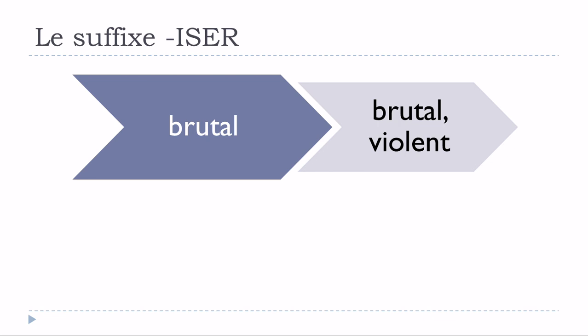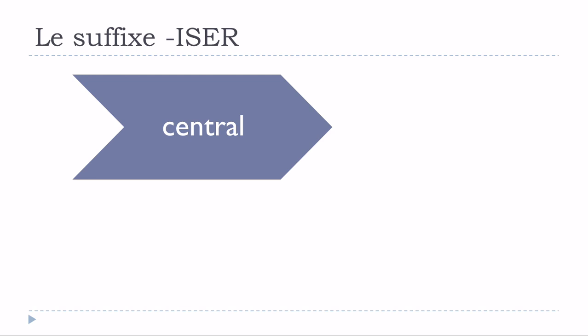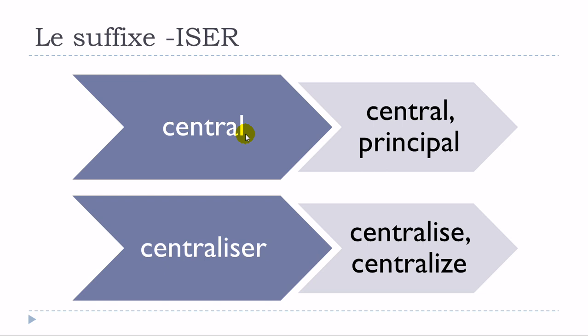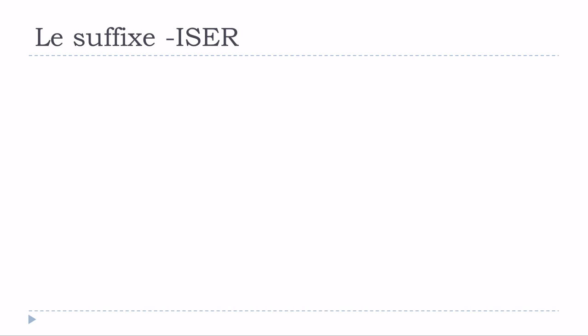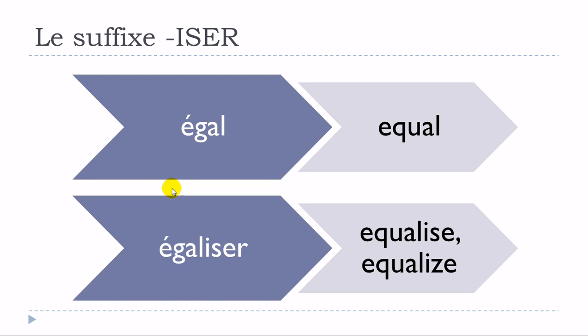Brutal, and then we will get brutaliser. Brutal, and then you just add ISER at the end, and you'll get brutaliser. Central, centraliser, exactly the same way: central, and then the verb, centraliser. Égal, égaliser. Égal, égaliser.